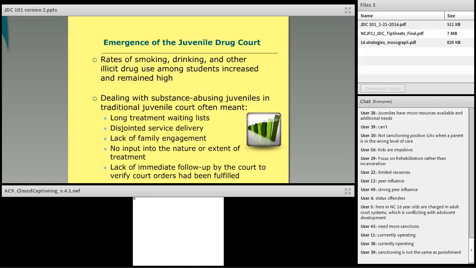So why did we start having juvenile drug courts in the first place? Sanctioning is not the same as punishment. Yes, Mark. Well, and that's exactly something to be thinking about.